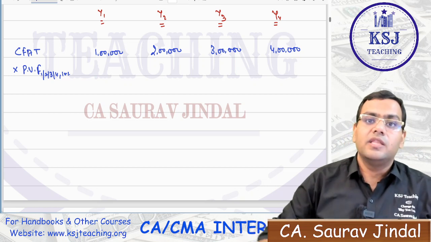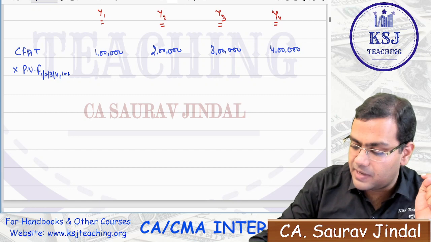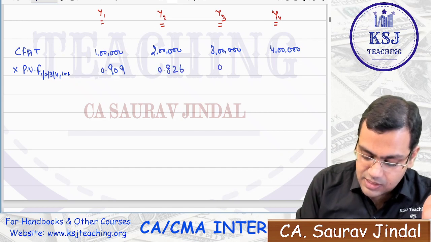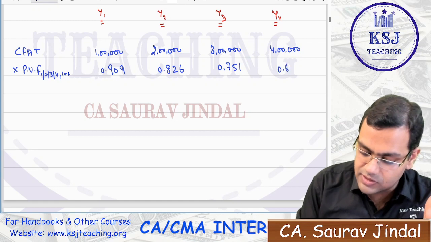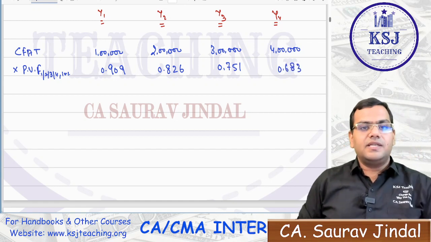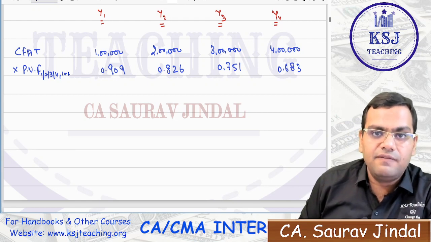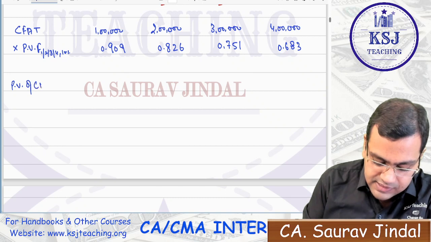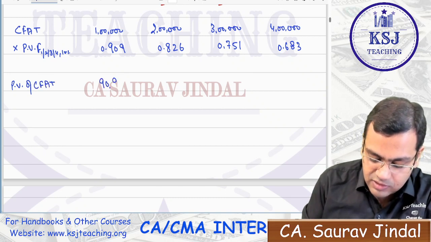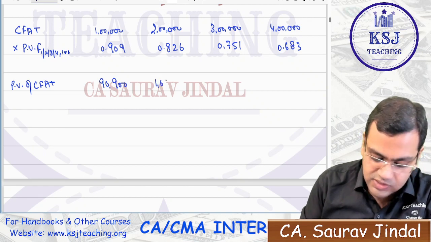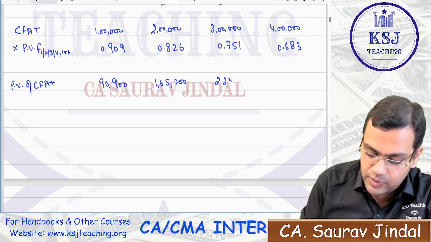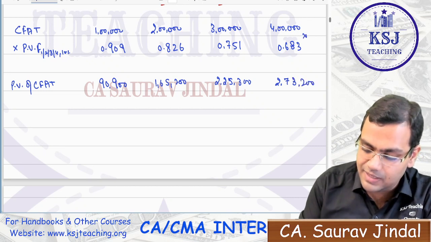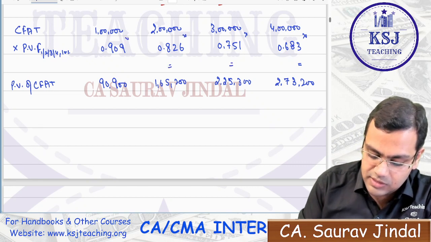How do we calculate the present value factor at 10% for the first year? That is 1 divided by 1.10, which comes to 0.909. The next comes to 0.826, then 0.751, and 0.683. This is the present value factor of rupee 1 for the respective year at 10%. Multiplying it, we get the present value of CFAT. That comes to 90,900. 2 lakh into this comes to 1,65,200. Next comes to 2,25,300. Next comes to 2,73,200. So this multiplied by this equals this.